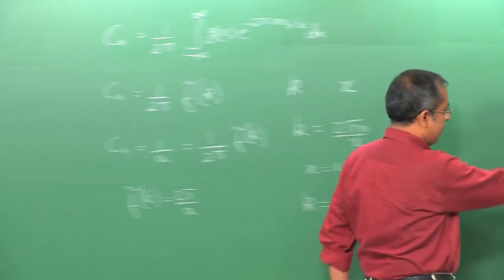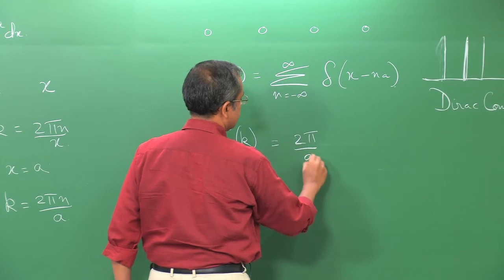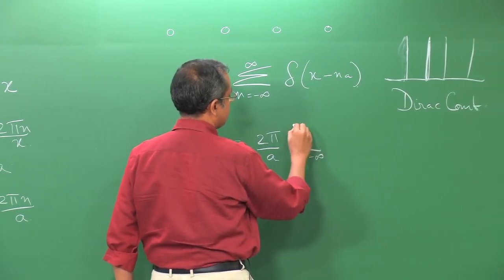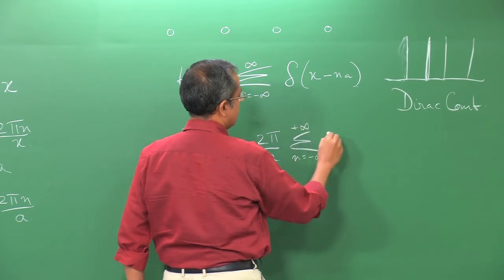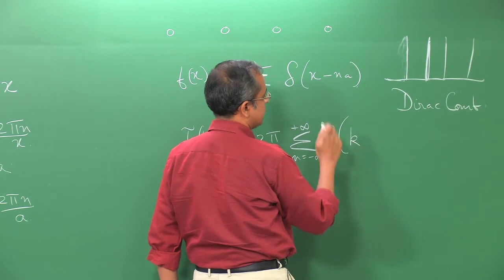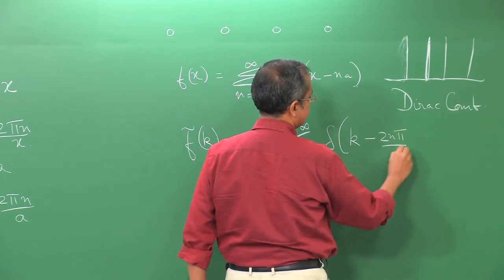So, in a very similar fashion, we can write that here as 2 pi over a times the sum from n equals minus infinity to plus infinity of a delta function, again. This time the variable we are looking at is k minus 2 n pi over a.